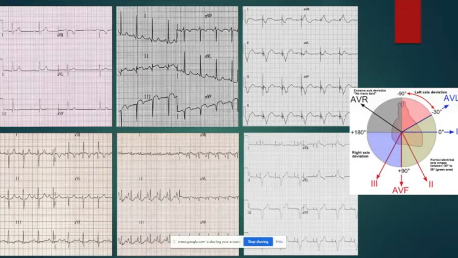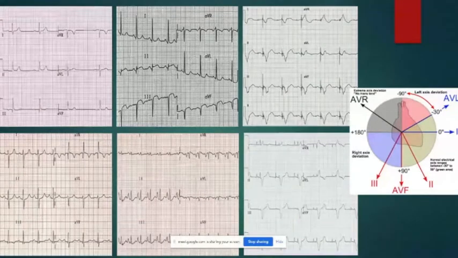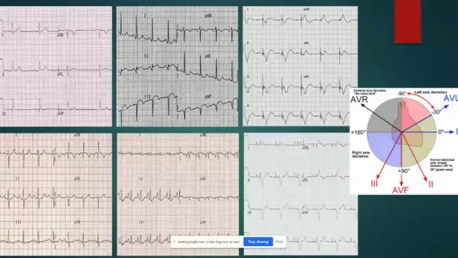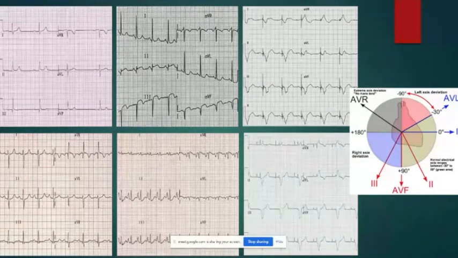And when you have a U wave, it could be in a younger person, and whenever you have some electrolyte disturbances. So that's for EKG.